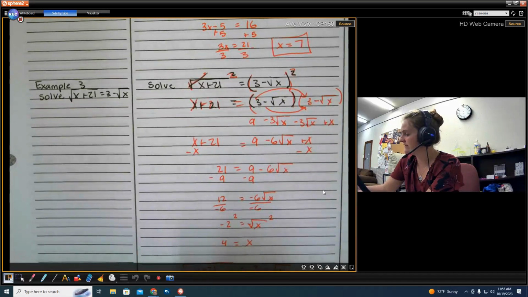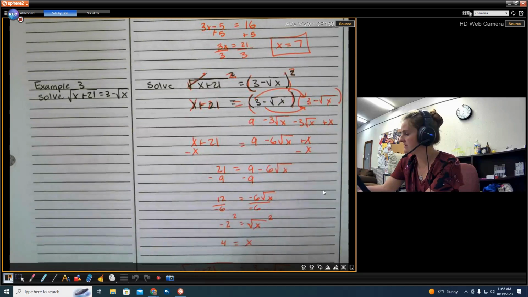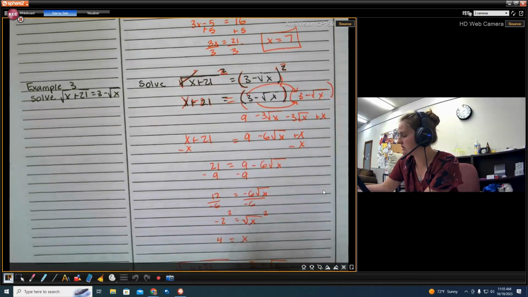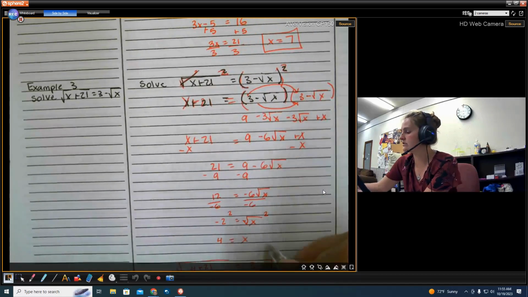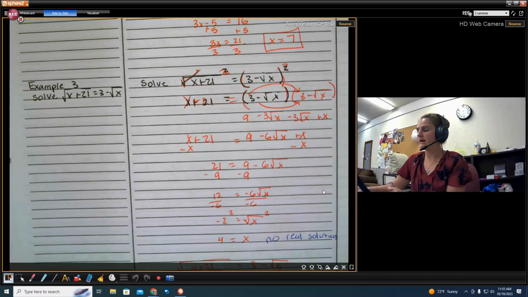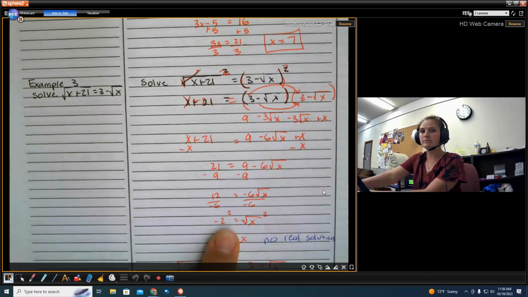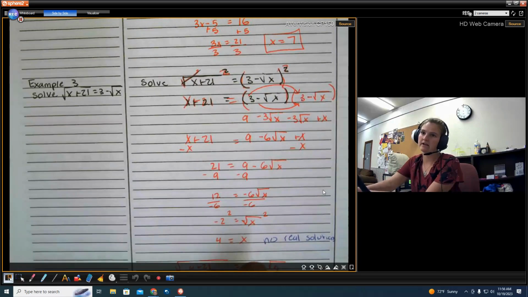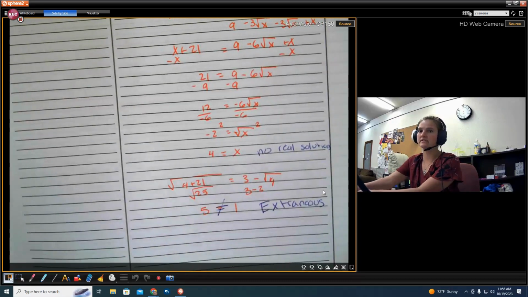4 plus 21 is 25. Square root of 25 is 5. And then square root of 4 is 2. 3 minus 2 is 1. And this is false. 5 does not equal 1. So this is an extraneous solution. So no real solutions. And really what that comes from is at this point a square is not going to equal a negative, and so it's going to come up with this extraneous solution.